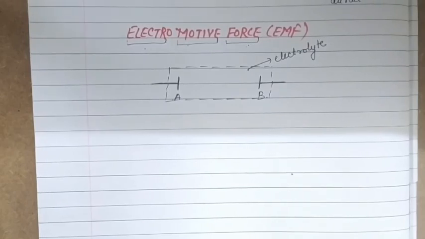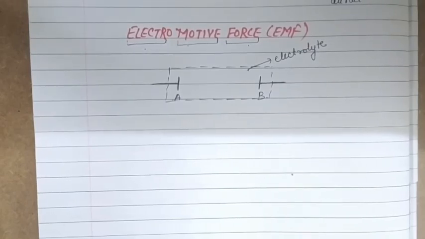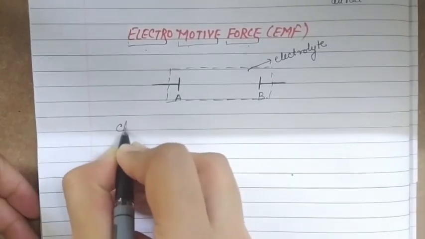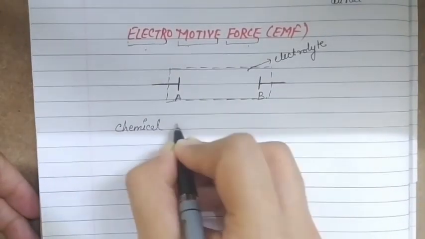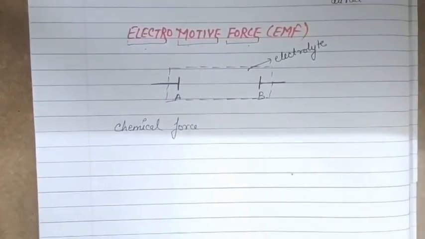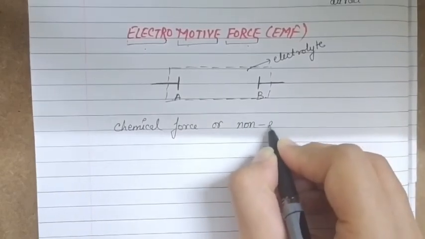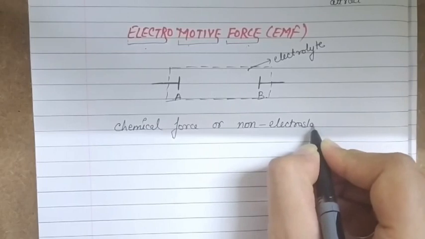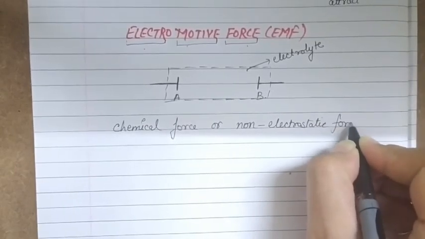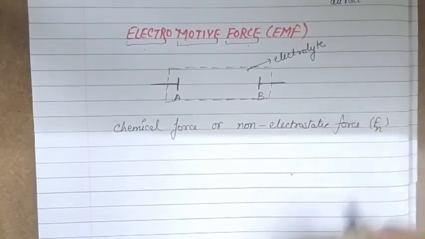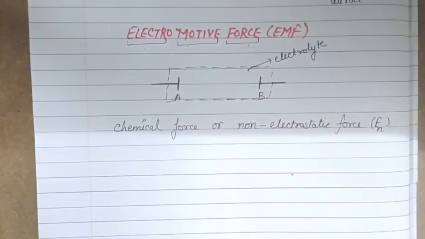Now what happens? Since the electrolyte is a chemical solution, some chemical reactions will go on inside it, and due to this chemical reaction some chemical force will be produced there. Now this chemical force, we call it chemical force, is totally different from electrostatic force. That's why we also call it non-electrostatic force, or we represent it with Fn, right?